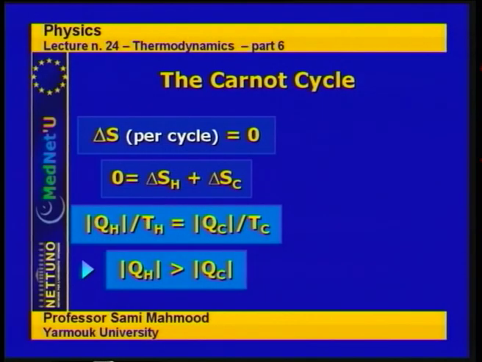This equation gives us the means to determine the ratio between Q sub H and Q sub C, which is simply T sub H over T sub C. And we conclude also from this result, since the temperature of the higher temperature reservoir is greater than the temperature of the lower temperature reservoir, looking at these two ratios, that Q sub H must be greater in magnitude than Q sub C, which means that the system absorbs more heat from the higher temperature reservoir than what it releases to the lower temperature reservoir.